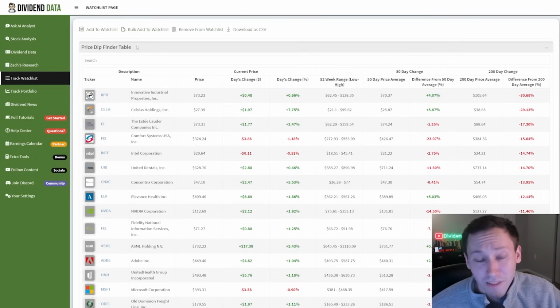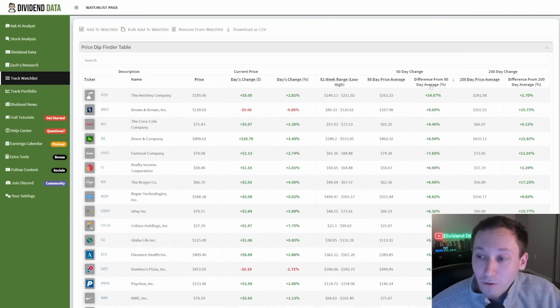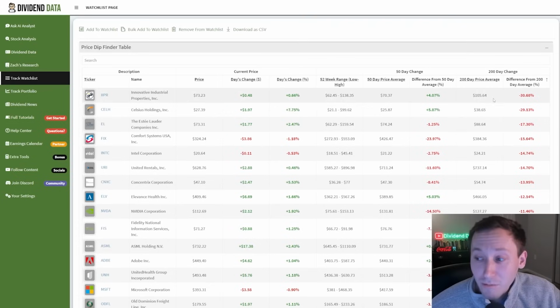And right now, the core feature of the watch list is allowing you to see price dips on all these various companies. You can compare to the 50-day price average and the 200-day price average and see which are the biggest laggards or the biggest gainers. This helps you potentially identify which companies are on sale.